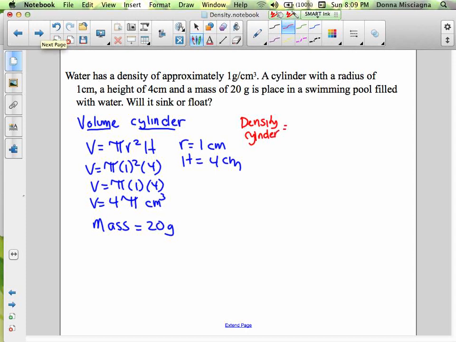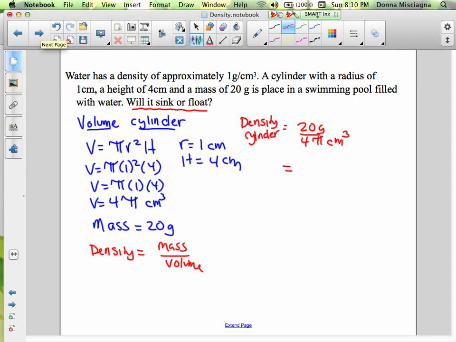The density is, and I'll just put the little formula over here. Just as a reminder, density equals the mass divided by the volume. So that would be 20 grams divided by 4 pi centimeters cubed. Now, it would be fine to make that 5 over pi, but we're trying to figure out if it'll sink or float. So we better reduce this to a decimal. Right?